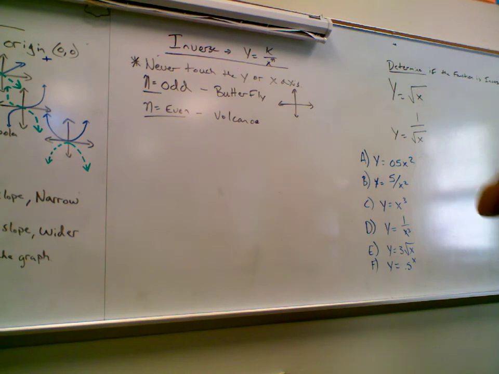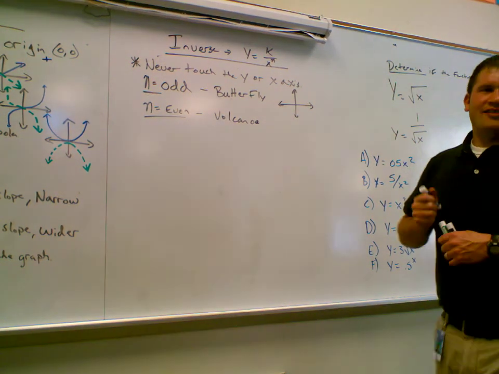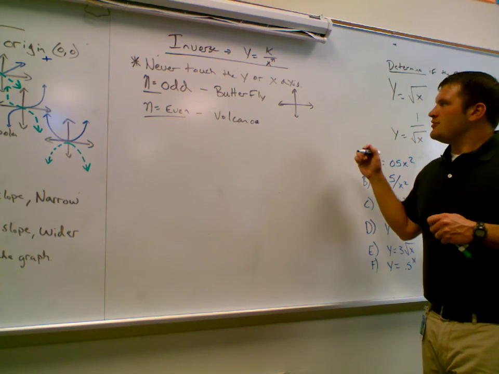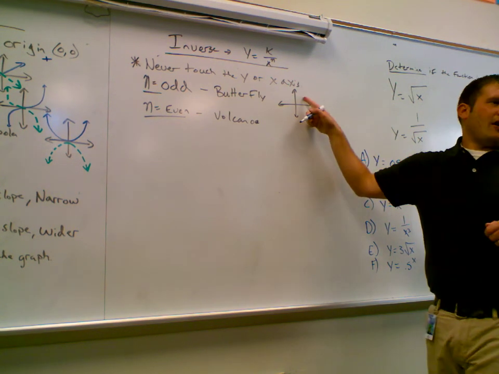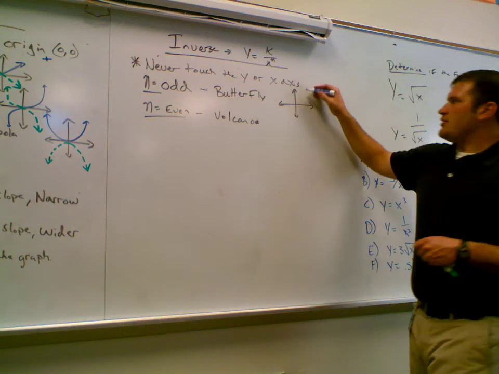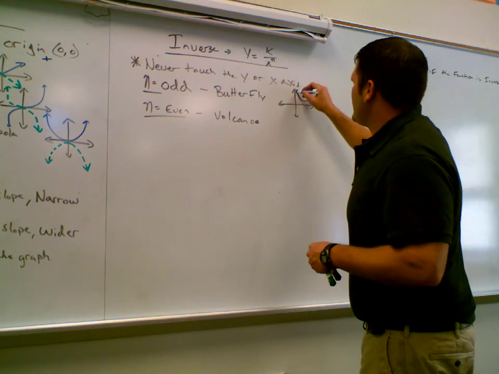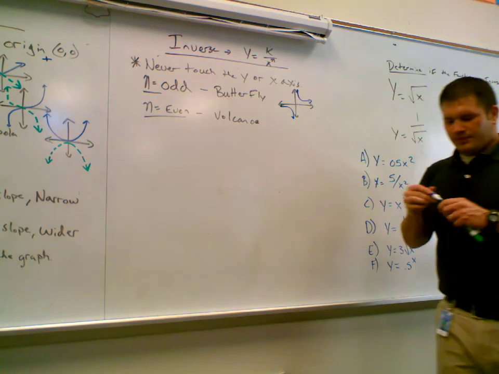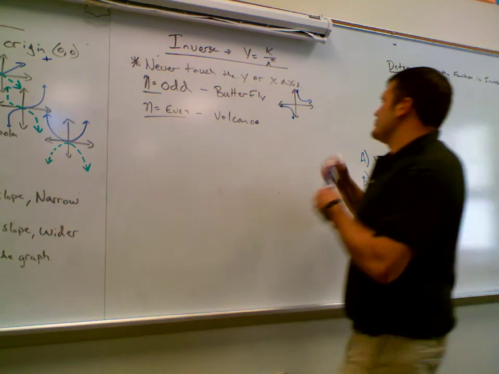All right. So when n is odd, we get a butterfly. What does a butterfly look like? Is the curve on top on the right or on the left? On the right. So it looks like this, bottom right, like that. So there's my butterfly, and my volcano.